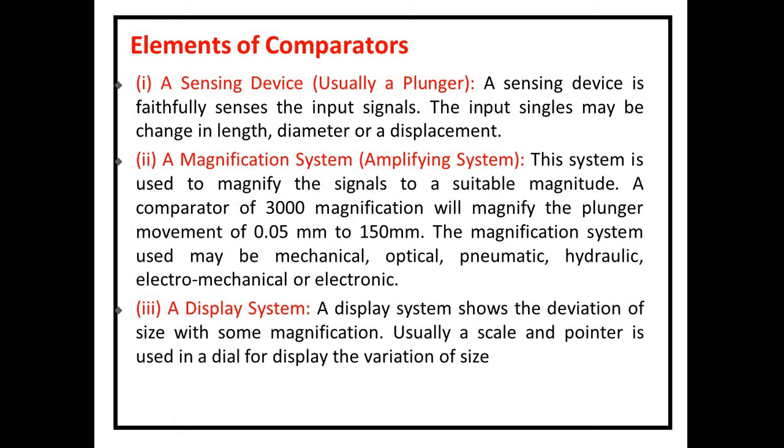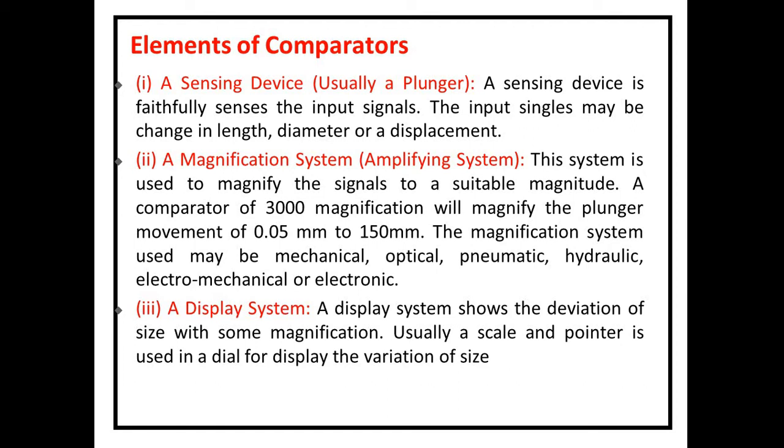Then elements of the comparators. So what are the different elements of the comparators? Basically each comparator consists of these elements. First, a sensing device. A sensing device is a device that senses the input signal. The function of the basic comparator is to sense the input signal and to magnify that signal to a readable output. That is important. So a sensing device senses the input signal.